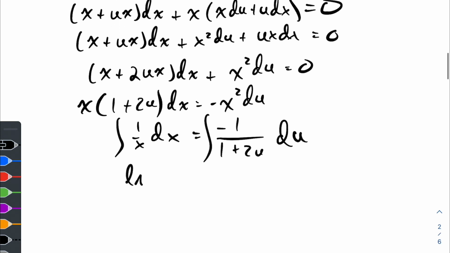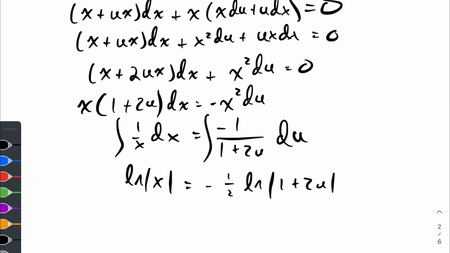I can now integrate both sides. Ln of absolute value of x on the left, and then this would be negative 1/2 ln of absolute value 1 plus 2u. I'll put the plus c over here. We need a plus c somewhere. Probably doesn't matter where.